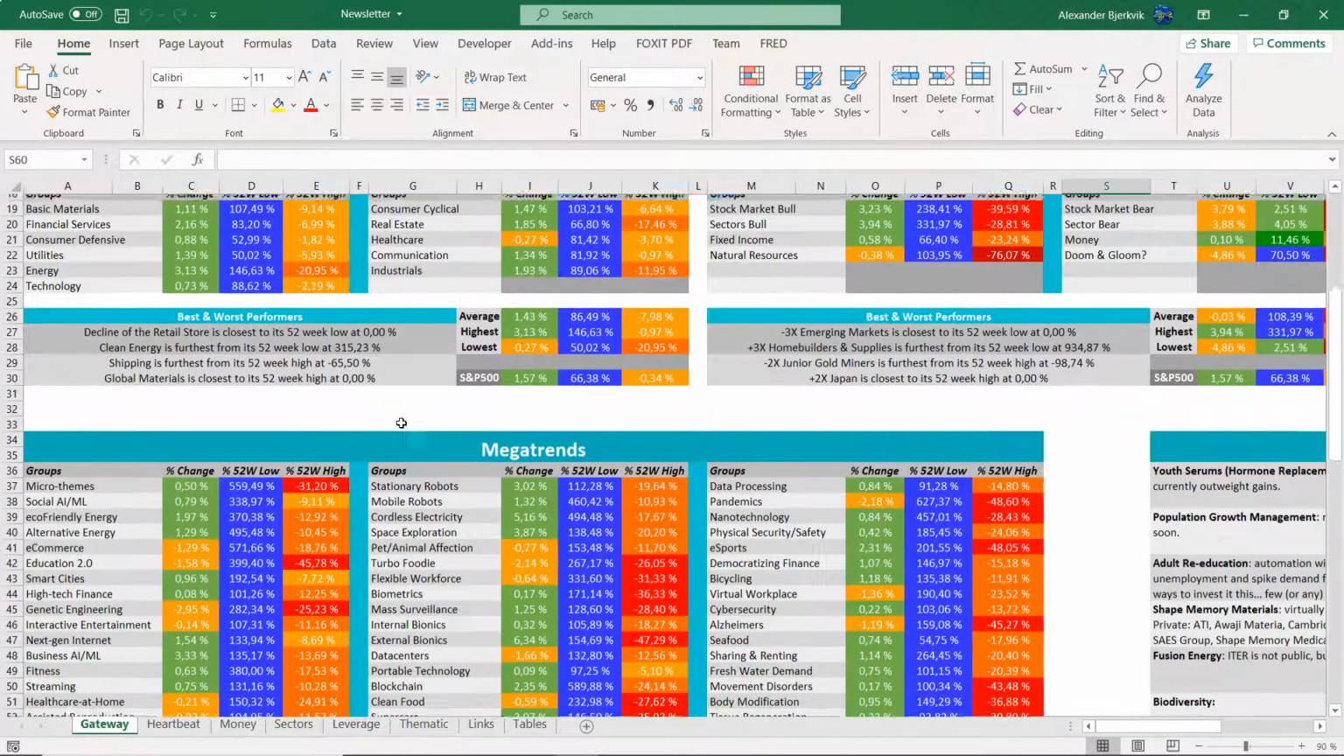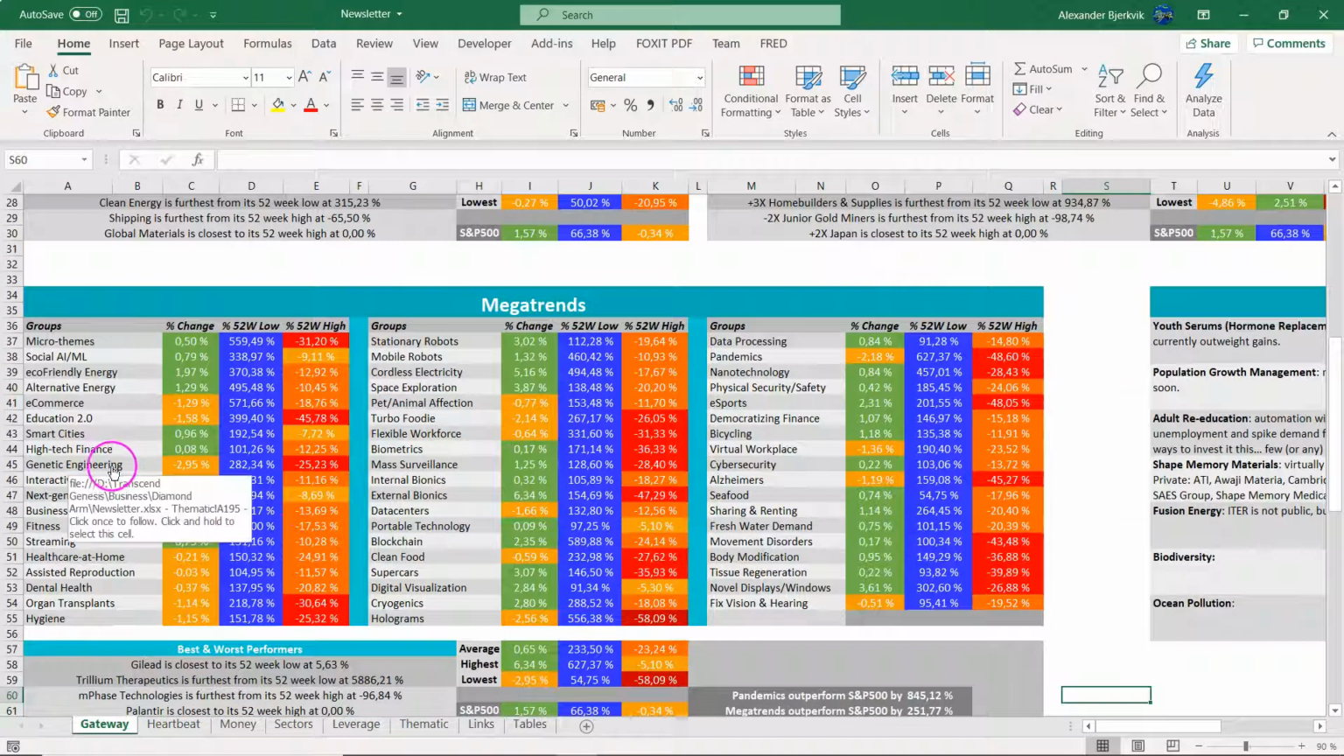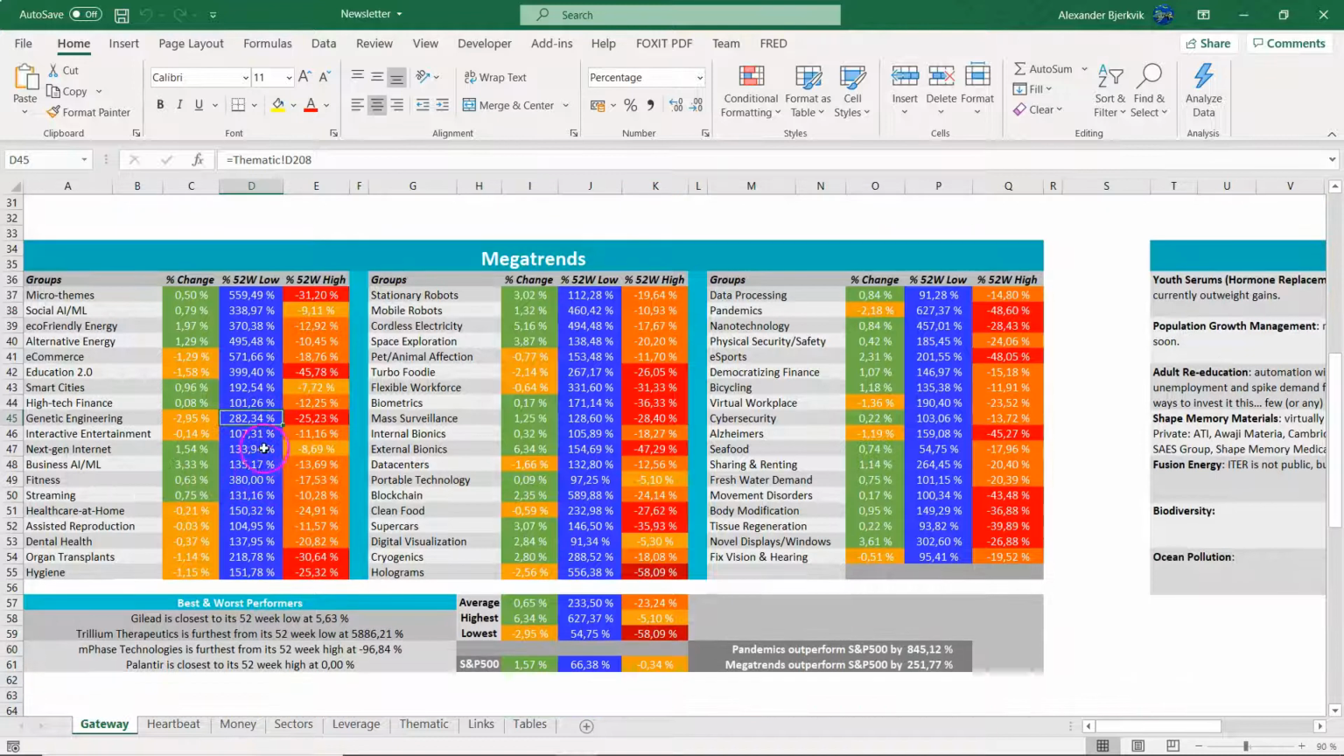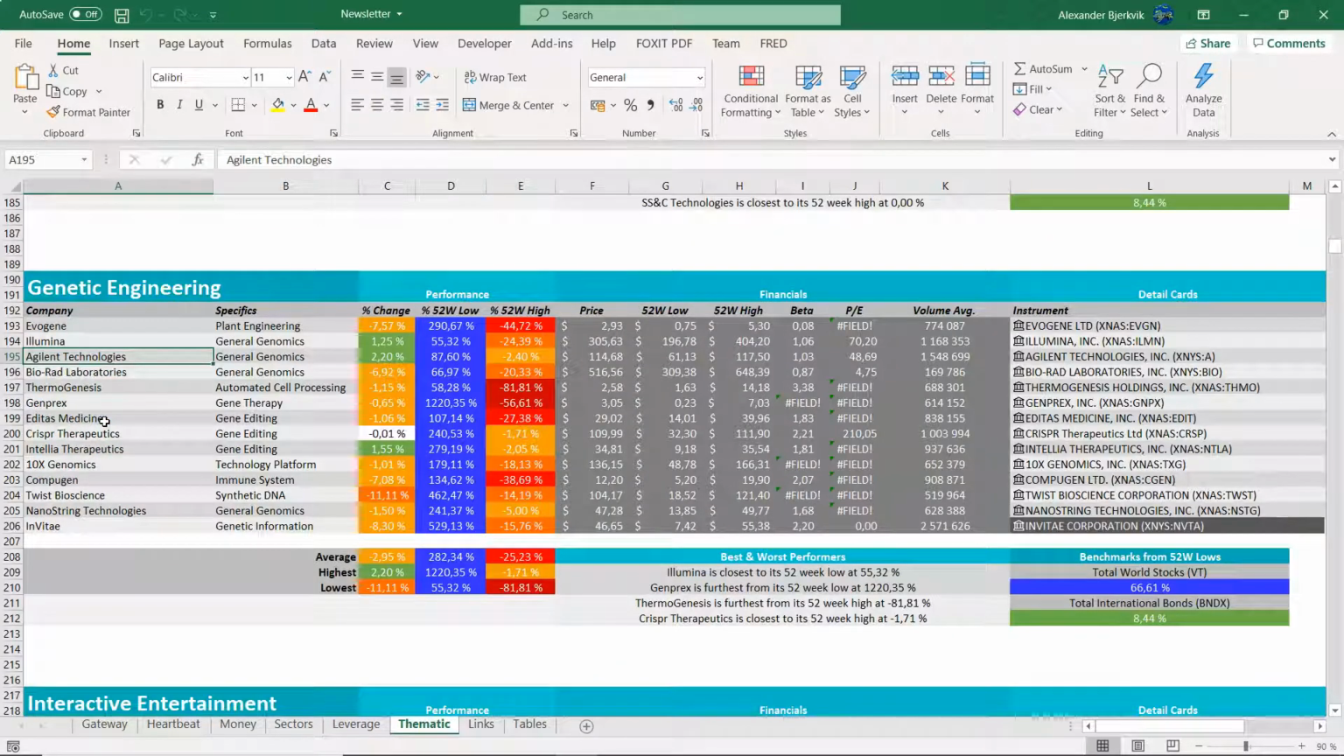Let's first look at the overall theme. So here is genetic engineering. You can see that the distance from the 52-week low is massively outperforming the S&P 500. Let's look at the portfolio. So you have a bunch of stocks here.